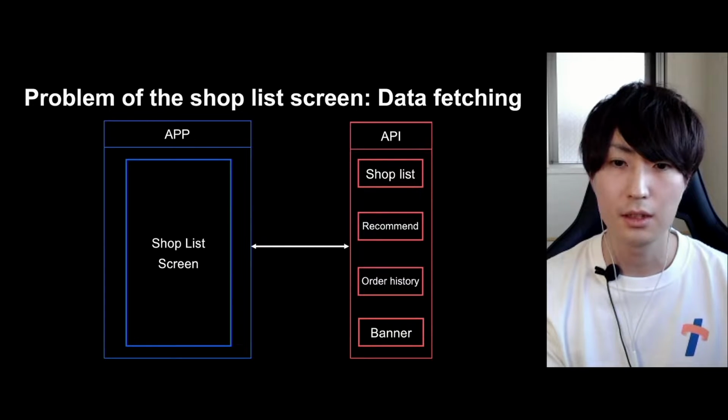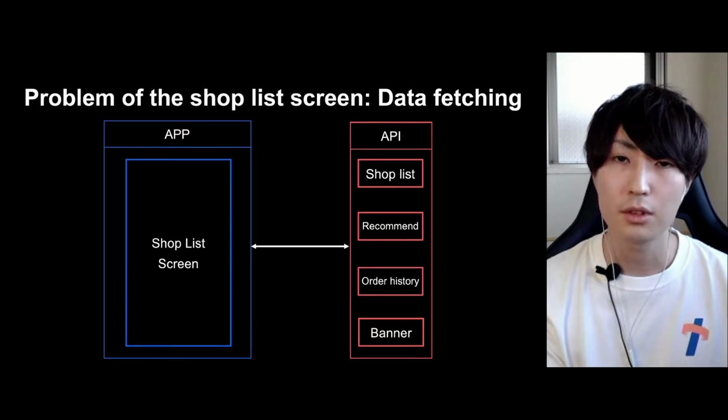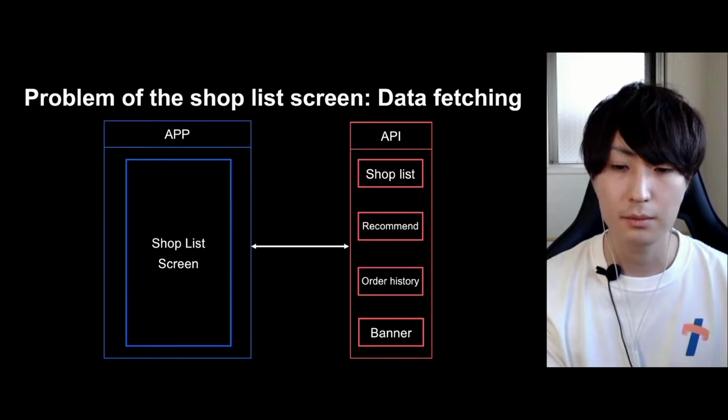The data required to display the shop list screen is obtained mainly from 4 APIs. Those APIs are, from the top, an API to retrieve shop list information according to parameters such as shop filters, an API to retrieve a list of shops customized for user recommendations, an API to retrieve a list of shops where the user has placed an order, and an API for displaying banner advertisements.